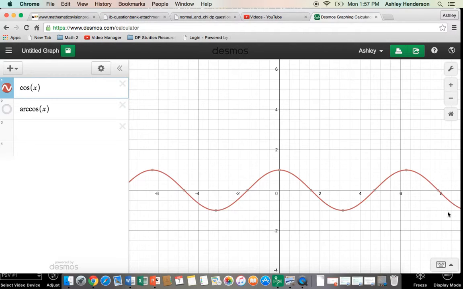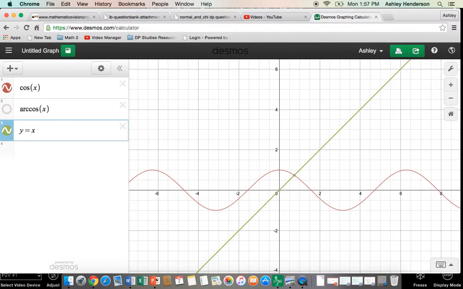But if I were to take this and reflect it over the line y equals x, each point, when reflected, is going to create a wave that goes like this. There's our wave, right? But we can't do that, because then we're not talking about an inverse function. So we can restrict it to some portion of the graph where it's always decreasing or always increasing.